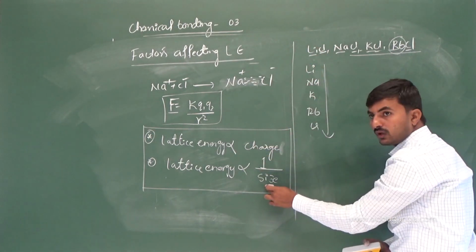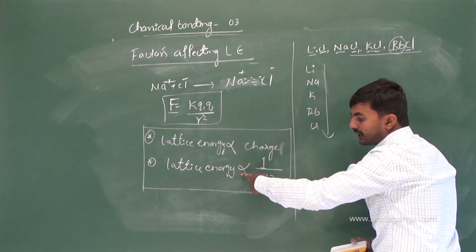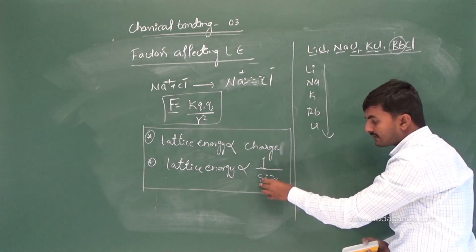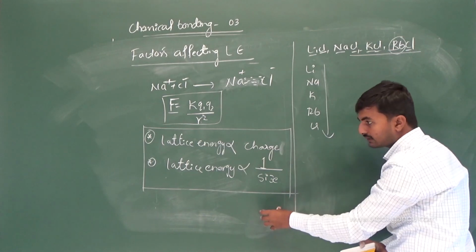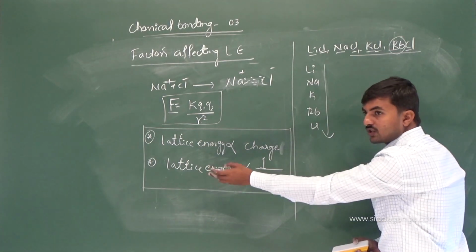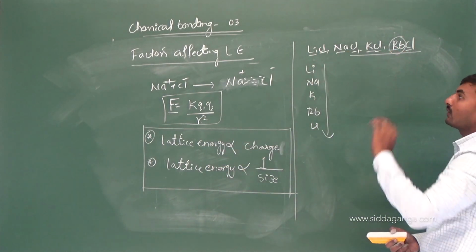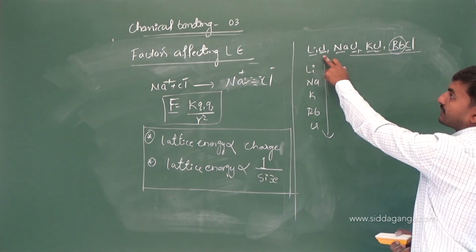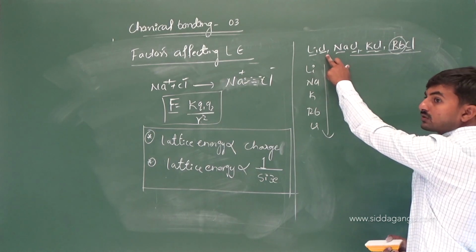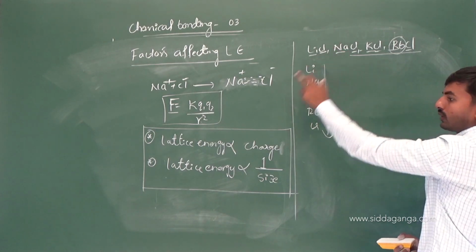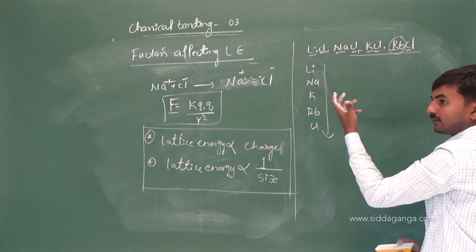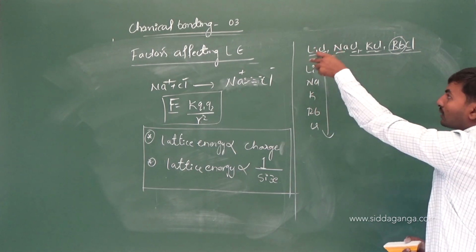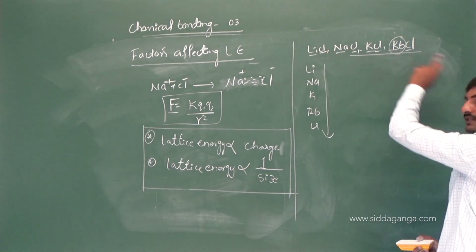The size of lithium is small. Size and lattice energy are inversely proportional. As the size of the molecule decreases, then what happens to the lattice energy? It increases. Okay, that is why in this series lithium chloride acts as a stronger ionic compound with higher lattice energy. The strength of the bond between these two is more than this and this.